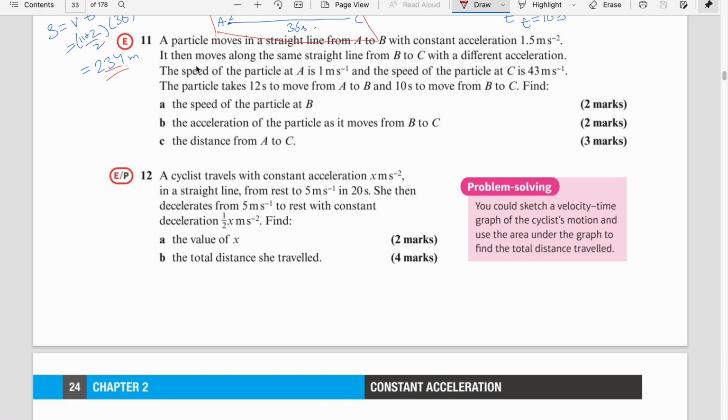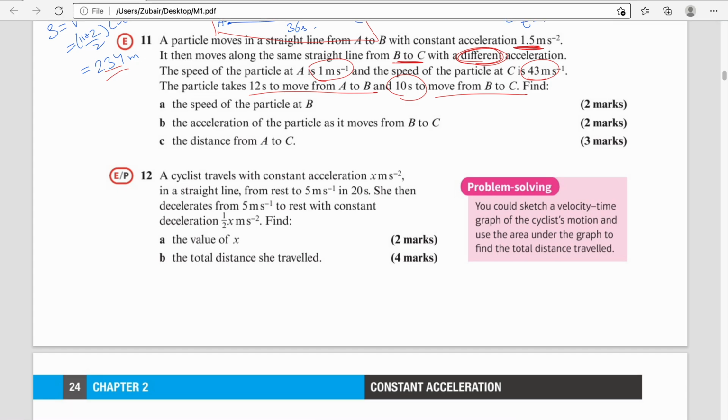Question number 11. A particle moves in a straight line from A to B with constant acceleration. It then moves along the same straight line from B to C with a different acceleration. The speed of the particle at A is 1 meter per second and the speed of the particle at C is 43. The particle takes 12 seconds to move from A to B and 10 seconds to move from B to C. Find the speed of the particle at B.